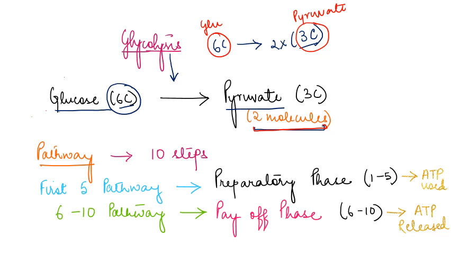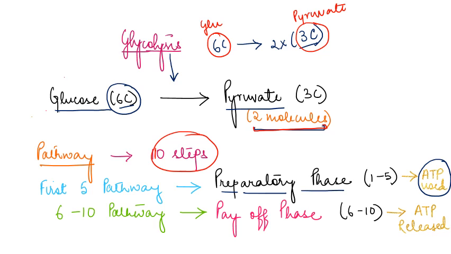The entire glycolysis pathway is a 10-step pathway. The first 5 steps we call the preparatory phase, because here ATP is used. ATP is used in the synthesis, right?